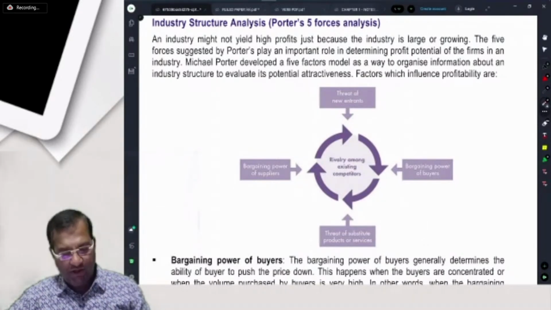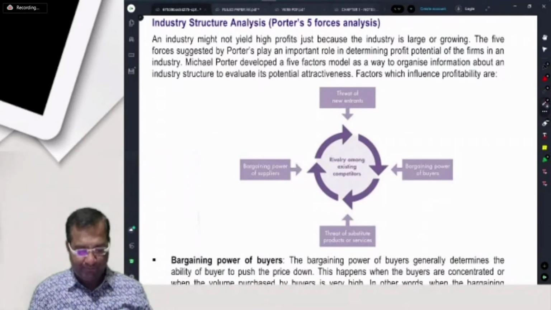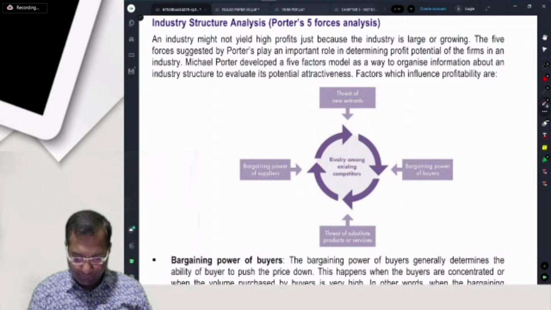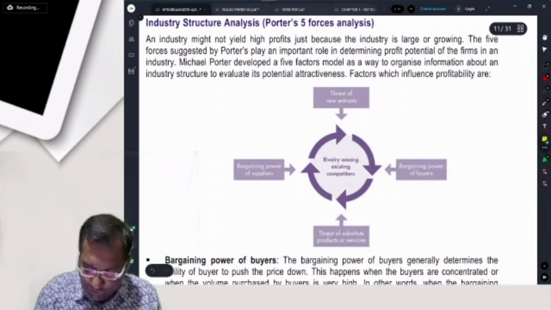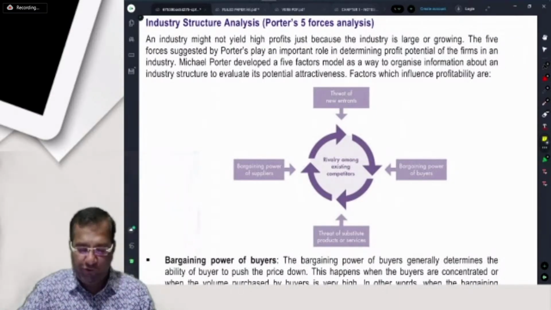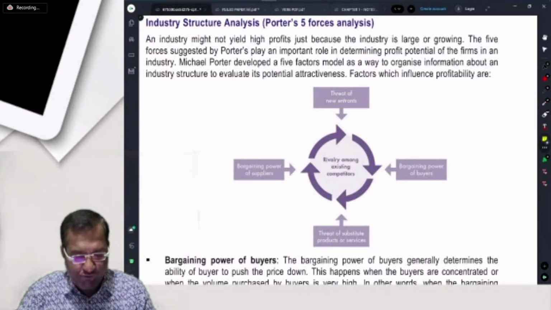Industry structure analysis. Write down the first point. This concept is also known as Porter's 5 Forces model. Michael Porter's 5 Forces model.